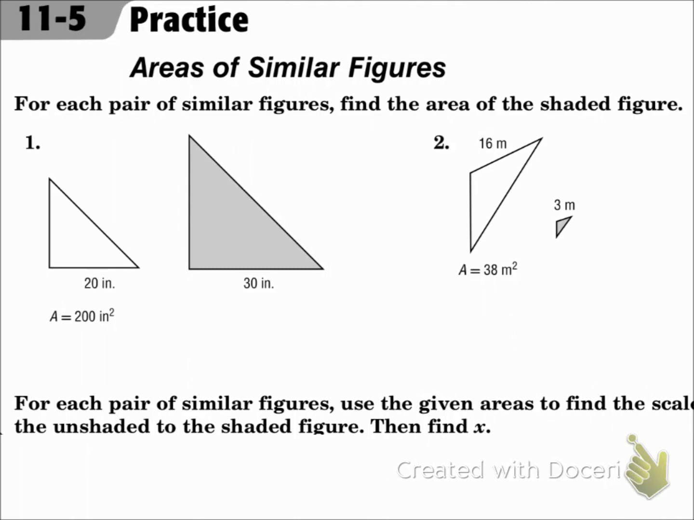This is lesson 11.5, Areas of Similar Figures. Your objectives are to find areas of similar figures by using scale factors and to find scale factors or missing measures given the areas of similar figures. For each pair of similar figures, find the area of the shaded figure.